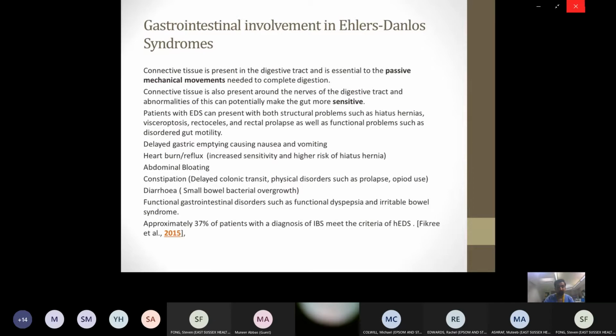Patients with EDS can present with structural problems as well as functional problems such as disordered gut motility. The most common presentations are delayed gastric emptying, causing nausea, vomiting, heartburn, abdominal bloating, constipation, diarrhea, and functional GI disorders such as functional dyspepsia and irritable bowel syndrome. In one study carried out in 2015, it was found that 37% of the patients with a diagnosis of IBS met the criteria for hypermobile type EDS.